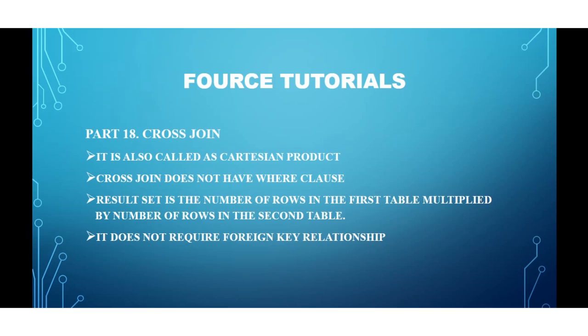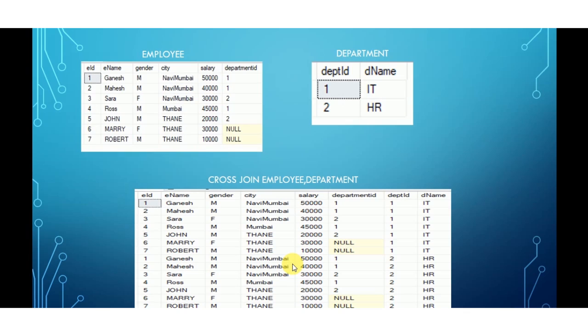So if you check, suppose we have two tables, an employee table and a department table. If you do the cross join of these, it will return the number of rows in the first table multiplied by the number of rows in the second table. The number of rows in the first table is 7 and in the second table is 2, so it's 7 into 2, 14. So it has returned 14 records. The result set is the first record multiplied by these two records of the department table, then the second multiplied by these two records of the department table. In this way the cross join works.